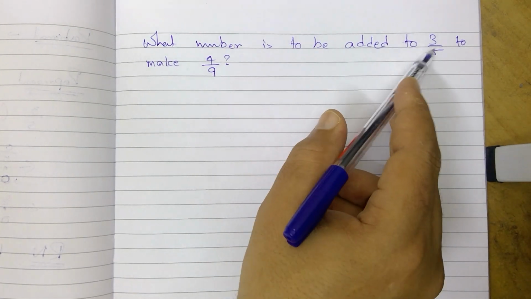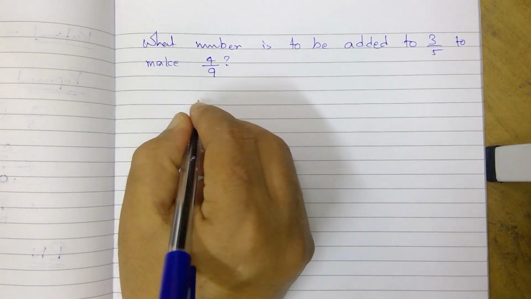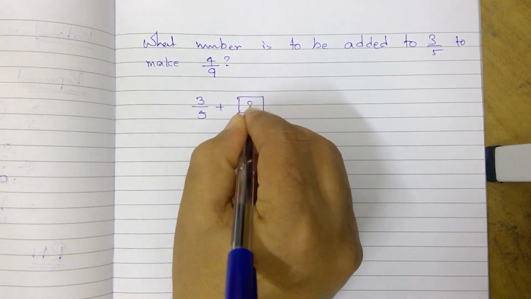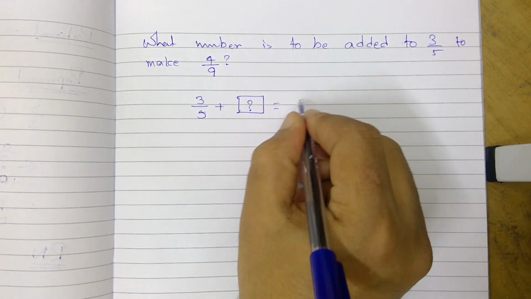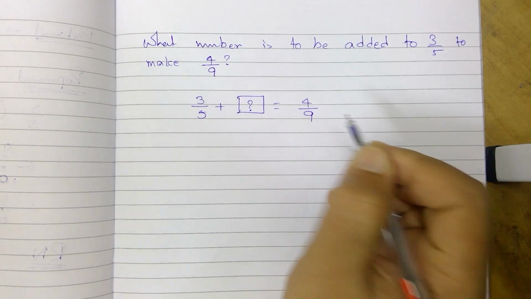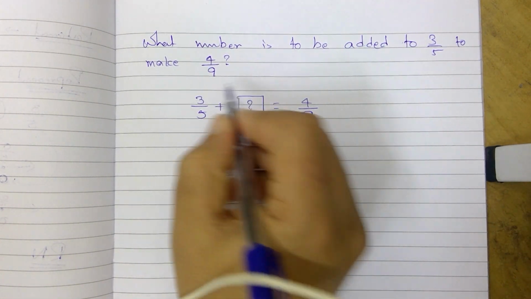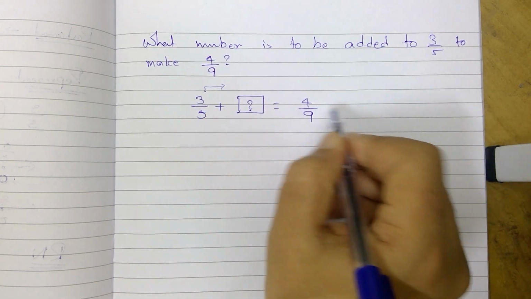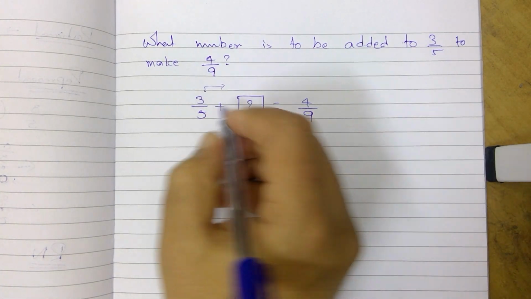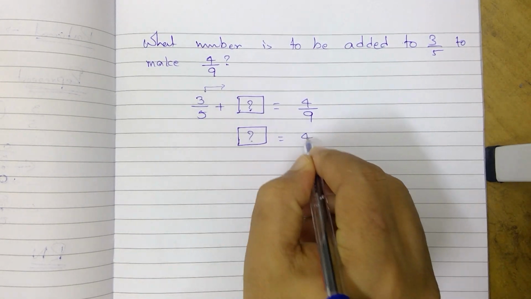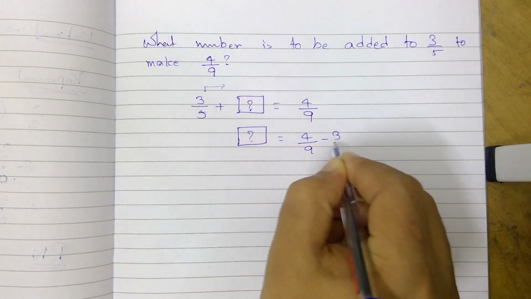What number is to be added to 3 by 5? So that means he is asking what number is to be added to 3 by 5 in order to make 4 by 9. See, two concepts I will explain to you. Let us take this as x. So plus 3 by 5, when you transpose, it becomes minus 3 by 5. This is the simplest, since you have done simple equations: x is equal to 4 by 9 minus 3 by 5.